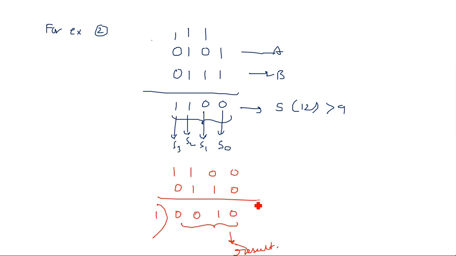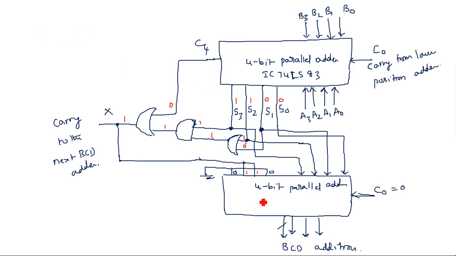Okay, so in this way, the 4-bit BCD adder is designed by taking this additional logic. This is the additional logic circuit diagram which decides the main operation. This is the main logic diagram. Okay, thank you.